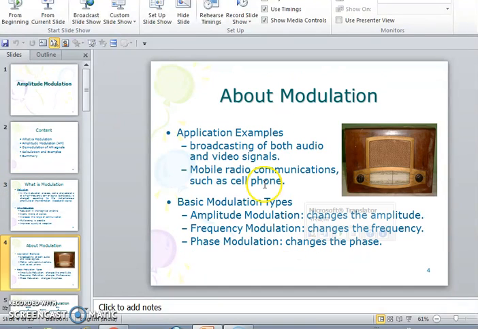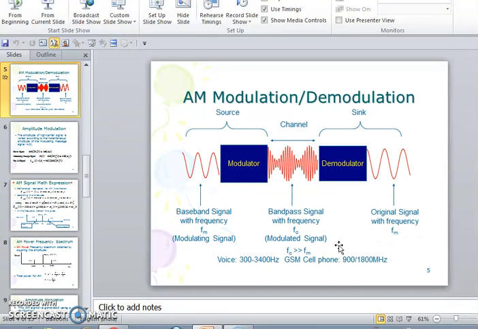Application examples of modulation are broadcasting of both audio and video signals, and mobile radio communication such as cell phones. As for the basic modulation types I told you earlier, when the amplitude of the carrier wave is varied in accordance with the message signal, we call it amplitude modulation. When the frequency of the carrier is varied in accordance with the message signal, we call it frequency modulation. And when the phase of the carrier wave is varied in accordance with the message signal, we call it phase modulation.